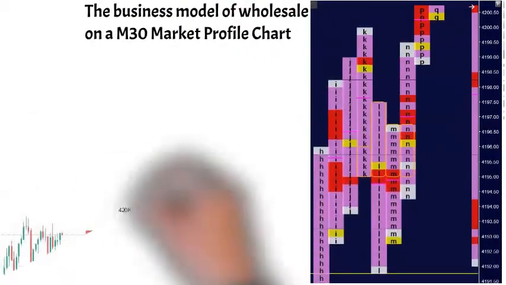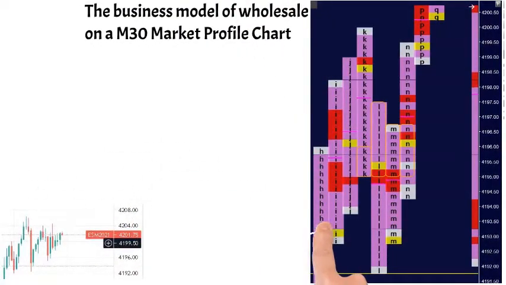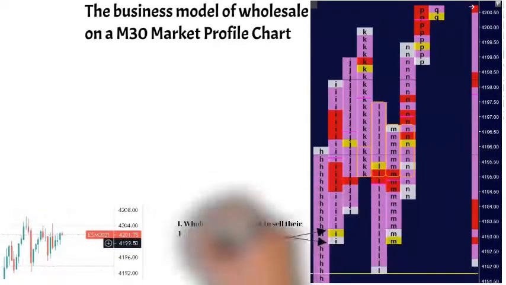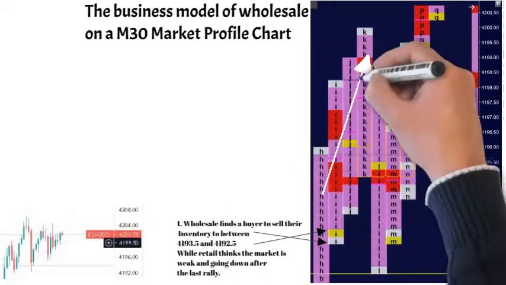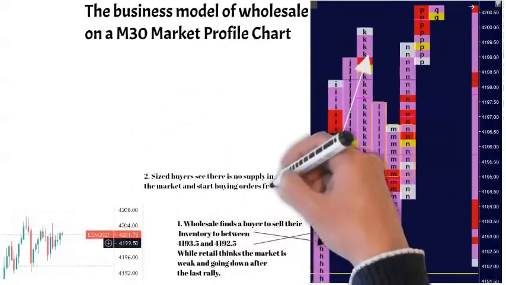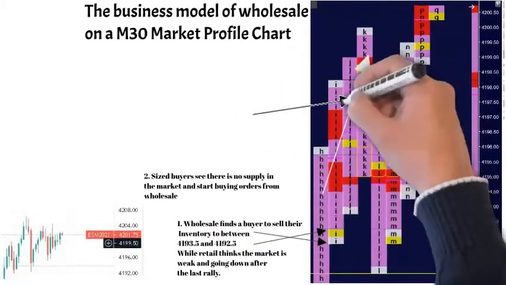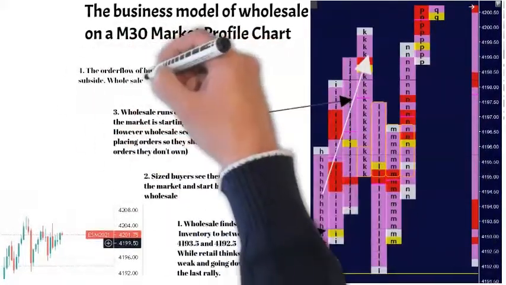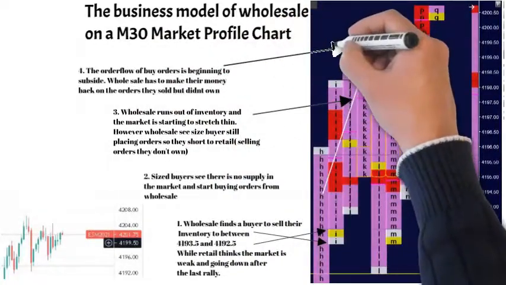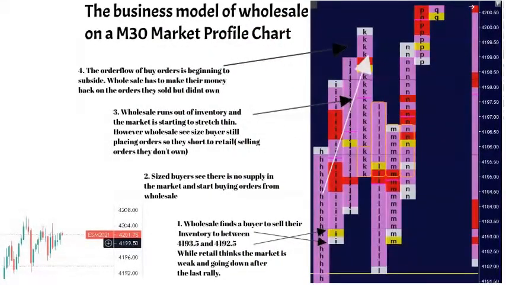So right here, we're going to take a look at it on a TPO chart and what it looks like on the candlestick chart down here in the left. All right, so this is the business model of wholesale on a 30-minute market profile chart. Okay, and what you're going to see is that it's a rinse and repeat kind of system. It happens over and over and over again, and people just don't understand why it can be this easy. It took me forever to understand it until I saw it over and over and over again on the chart, right?